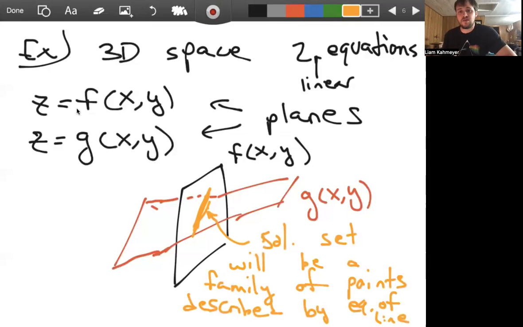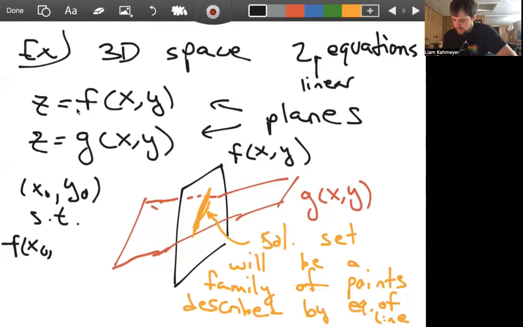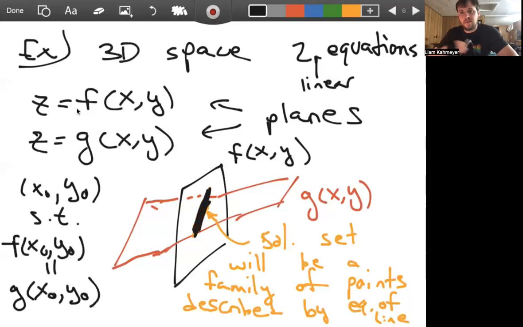So the solutions to a system of equations, say we have 2 planes here, are the points x naught, y naught such that f of x naught, y naught equals, sorry, I'm running out of room, so I'm going to go up and down here, g of x naught, y naught. And this collection of points, x naught, y naught, will necessarily live on this line. Of course, just because we can't picture higher dimensional space doesn't mean we can't still study it.